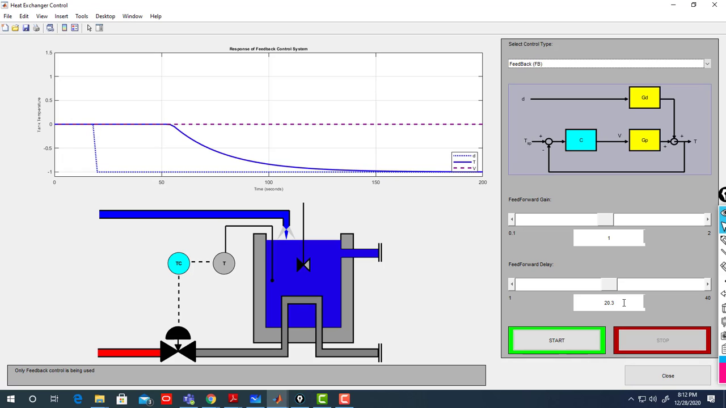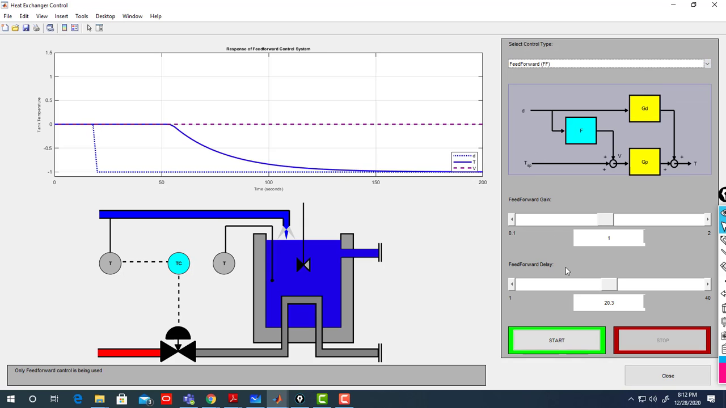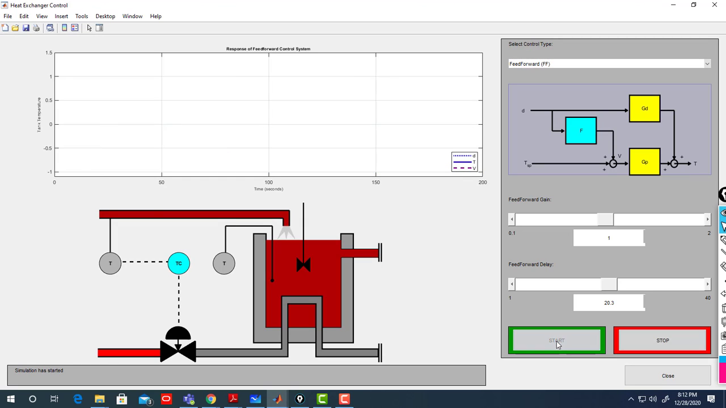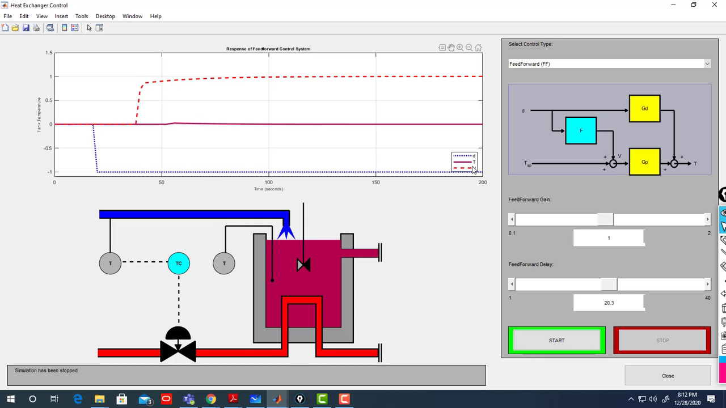Look at, I have the perfect, well, but this doesn't matter. Let's do feed forward if you wish. So I'm doing feed forward now, and I'm using exactly the same model. So look what I will have. At 20 seconds I have disturbance, I have delay. Then look at my temperature. My temperature is following exactly the set point, which is 0, with no error at all.